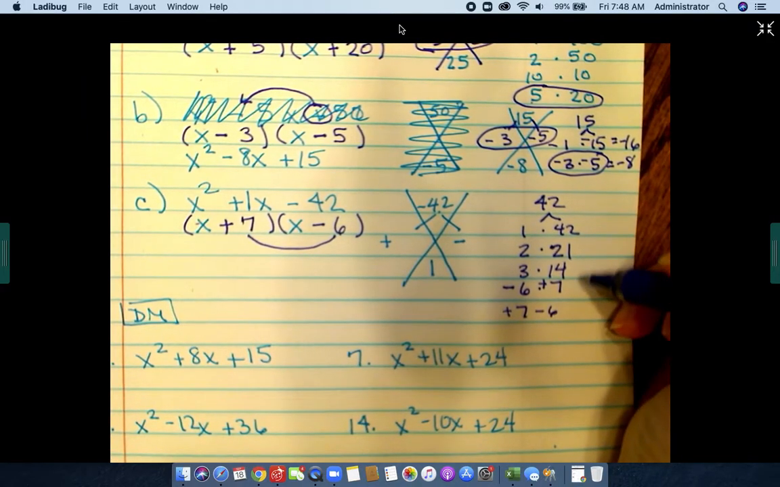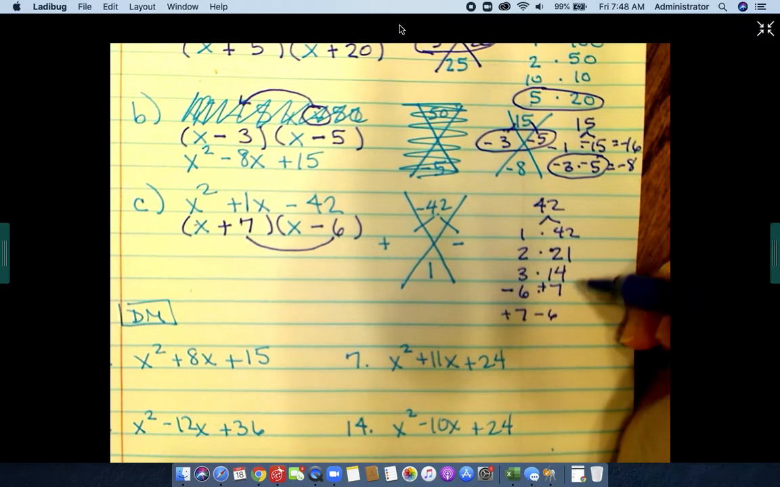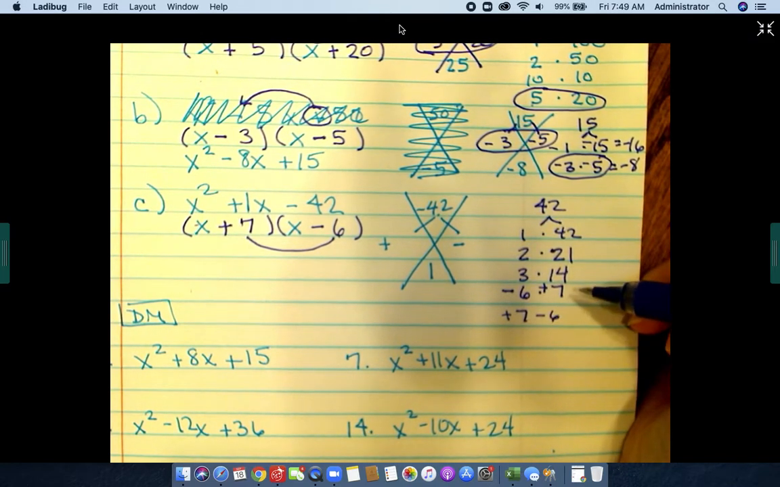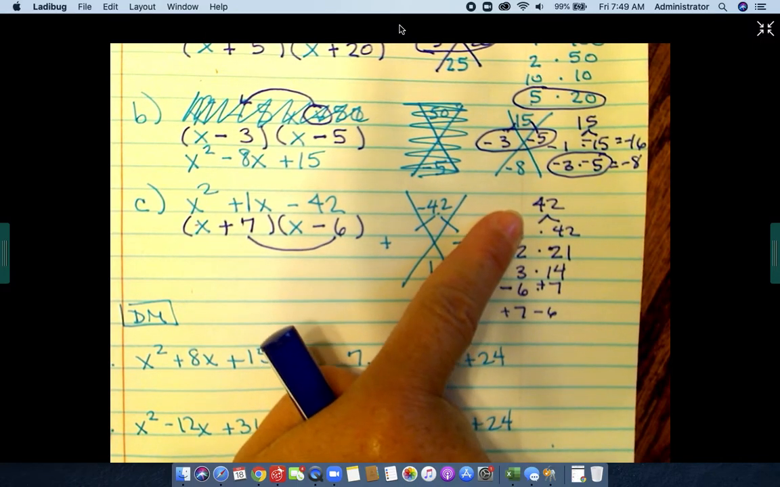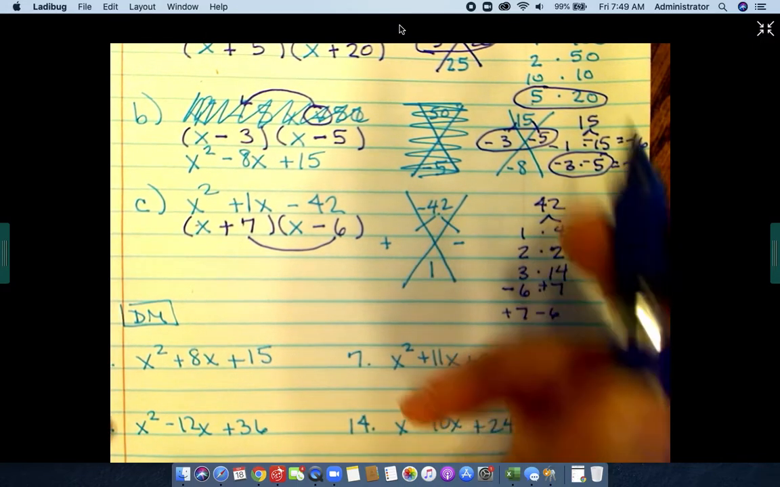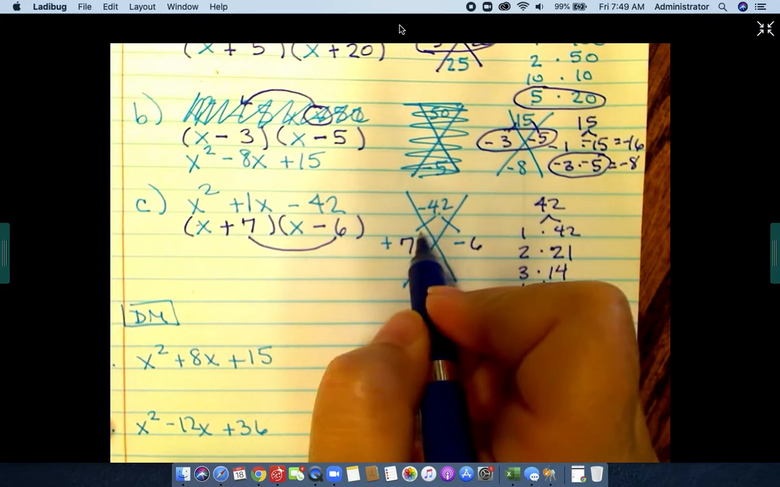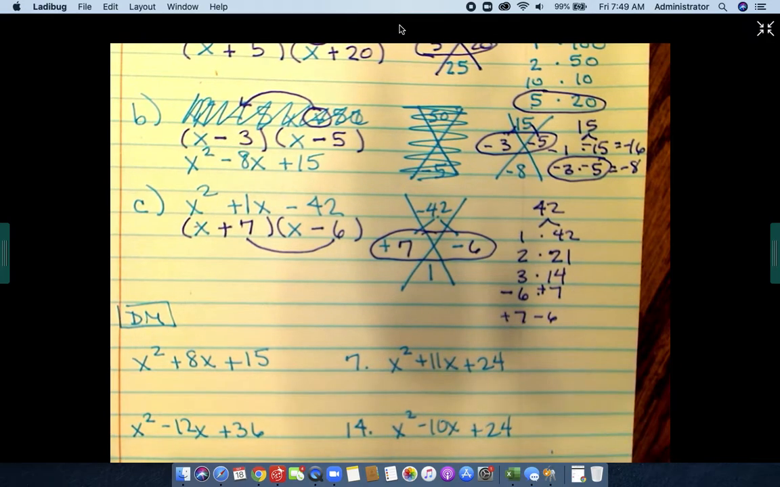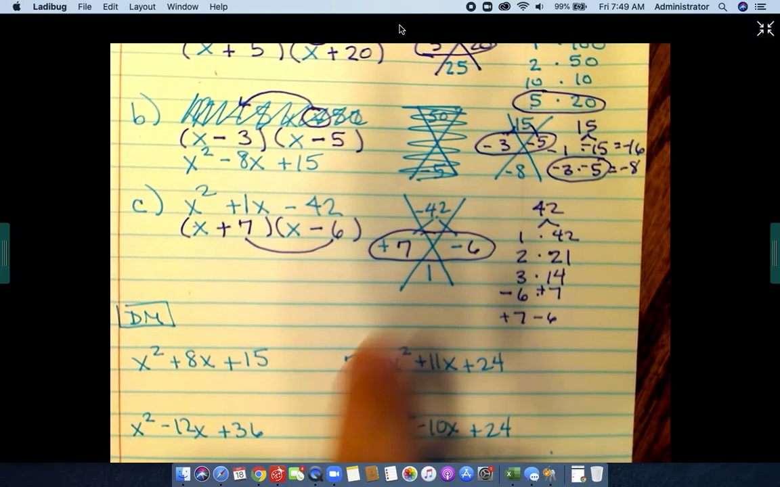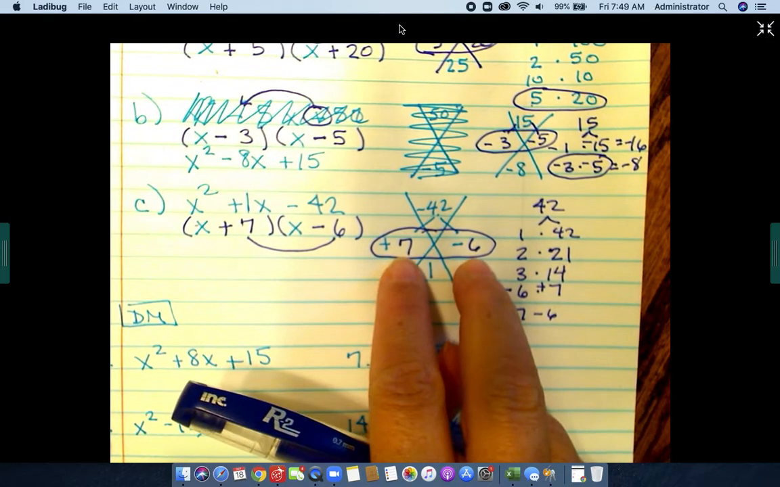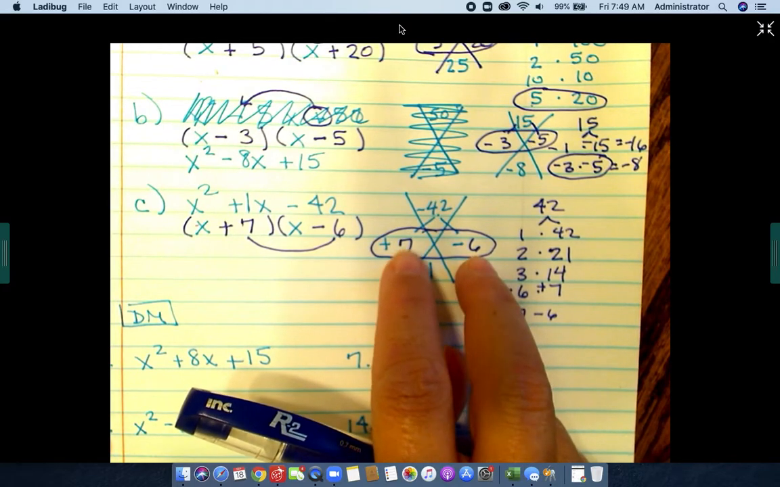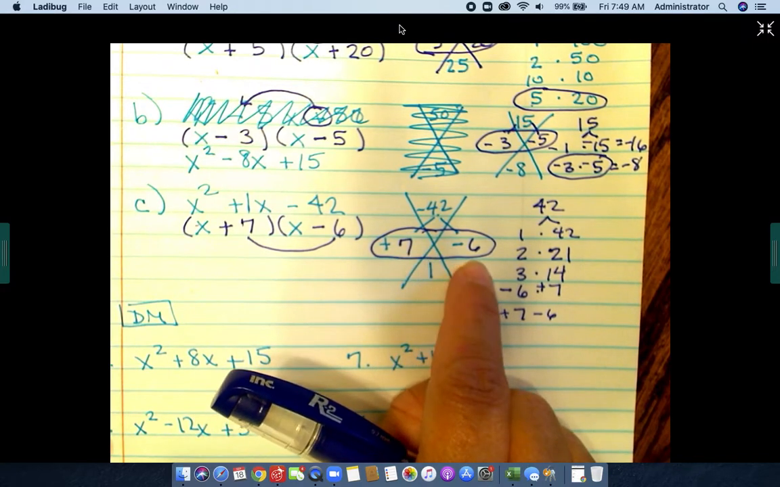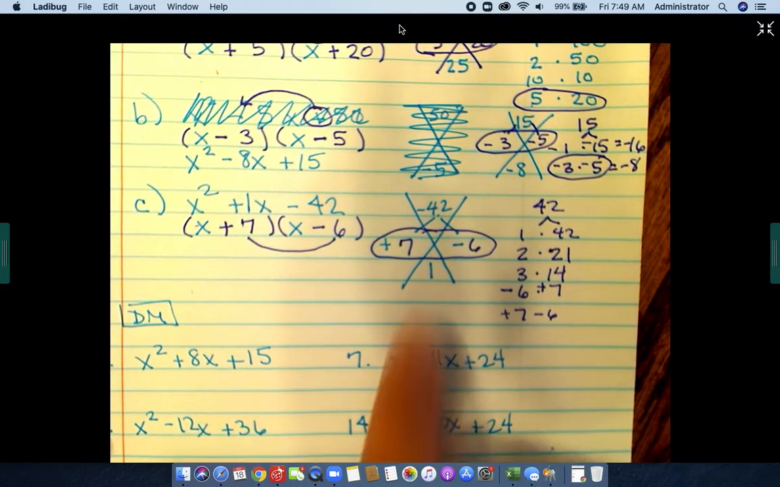So we don't always have to go through a list. I'm just trying to illustrate this for notes purposes to help you understand that sometimes you have to look at multiple sets of factors, but a lot of times it'll just pop out at you if you know your multiplication tables really well. If you struggle with multiplication, this is going to be a little more challenging, so I wanted to show you how to make a list. So again, negative 42 can break down into the factors 7 times negative 6. And we're going to make the 7 positive and the 6 negative because 7 minus 6 is 1. And this is our answer.